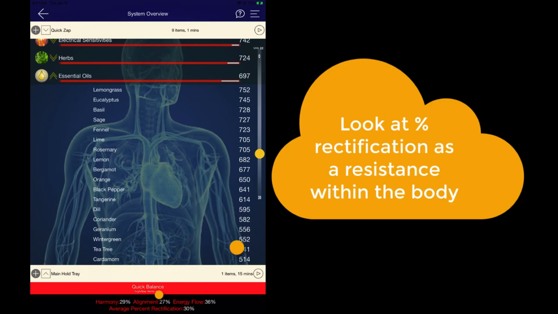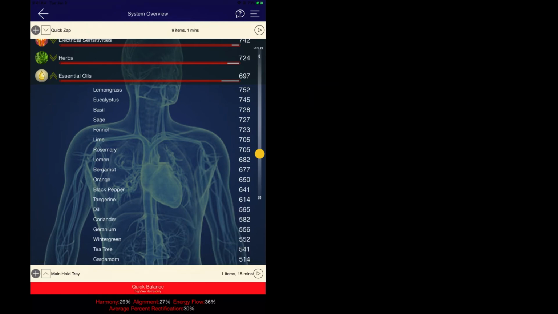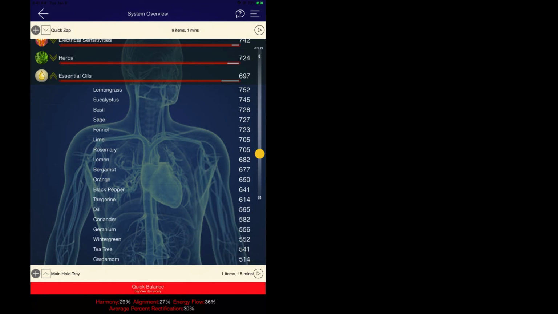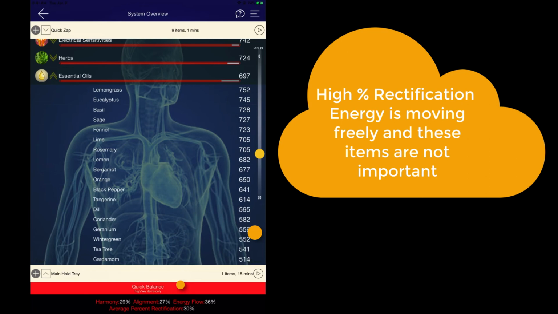Whereas if the percent rectification was low, let's say 2% or 5% or 10%, what it means is that there's a lot more resistance in the body. In other words, the ability for that energy to pass through the body is not as easy and free flowing as if you had gotten a high percent rectification. With a low percent rectification, the body's absorbing those energetic signatures. It's like sucking it in and it's creating a lot of resistance within the body. Therefore, the energy is not moving freely. If the energy is moving freely, you will get a very high percent rectification. And quite frankly, what that means is that you do not need to worry about those specific items.